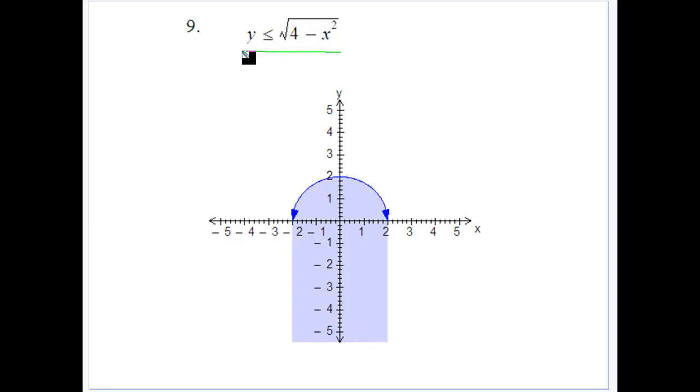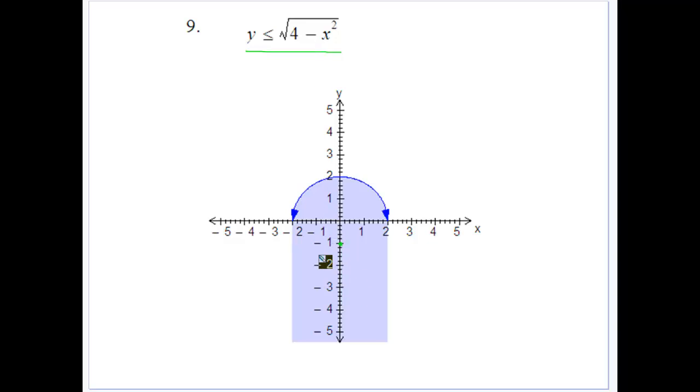So the inequality does a little bit more than just graph the line. Okay, it's considering a lot of different points. And again, test any point here, 0, minus 1. You put 0 in there, and minus 1 will be less than or equal to the square root of 4, which would be 2. So minus 1 is less than or equal to 2.